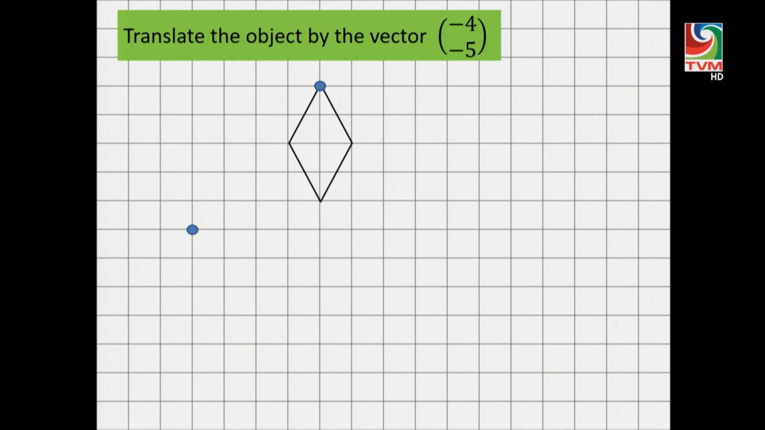So here is the point on the image, here is the same point on the image. Likewise you can move all the remaining points, 4 squares left, 5 squares down. The third point goes here and the fourth one here. So this is the image after translation by the vector minus 4, minus 5.